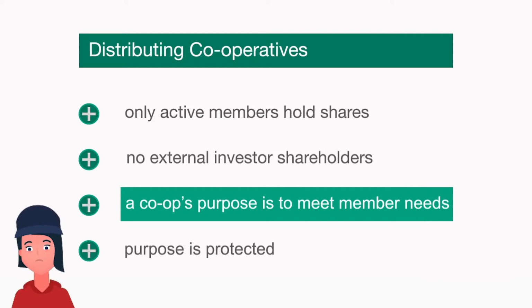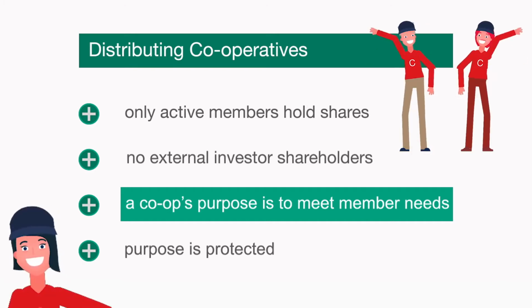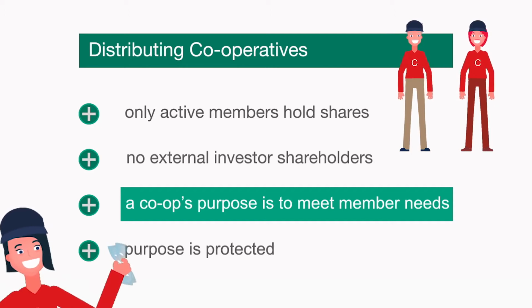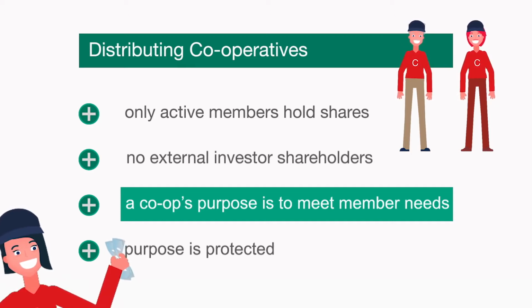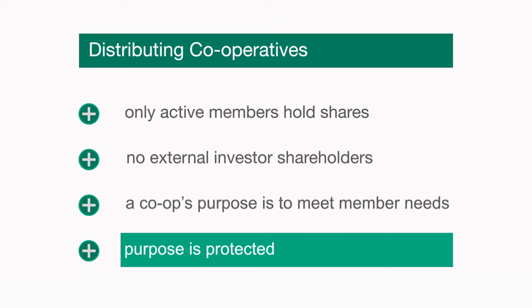This doesn't mean that co-ops are designed to make losses. Their business must be profitable overall. The focus on member services ensures that members continue to use and value the co-op. This commitment to members and distributing trading profits only to members means the purpose is effectively ring-fenced.